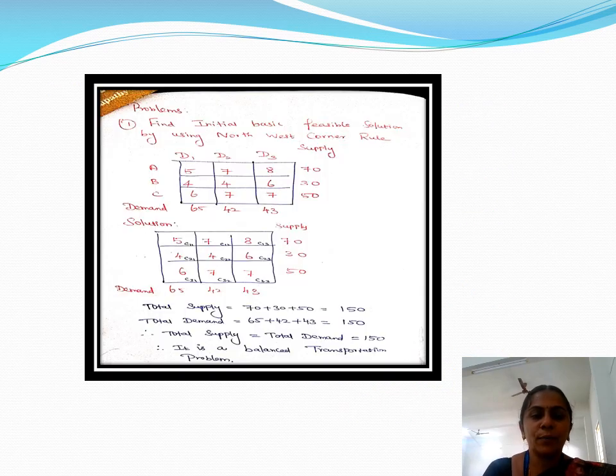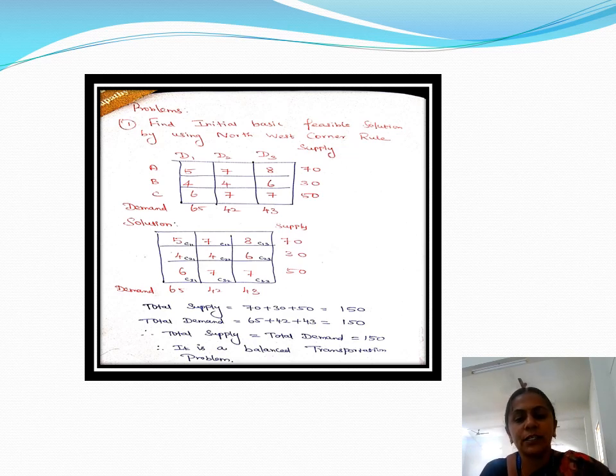Here we see one problem. Find the initial basic feasible solution by using the northwest corner rule. Here the cost cells are 5, 7, 8, 4, 4, 6, 6, 7, 7 and the supply values are 70, 30, 50 and the demand values are 65, 42 and 43.